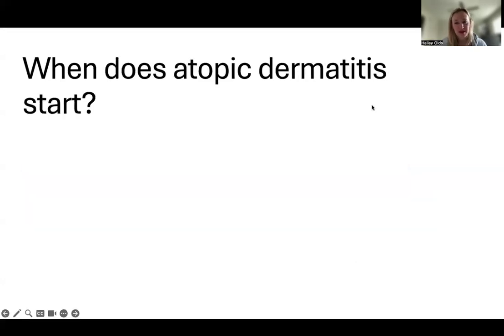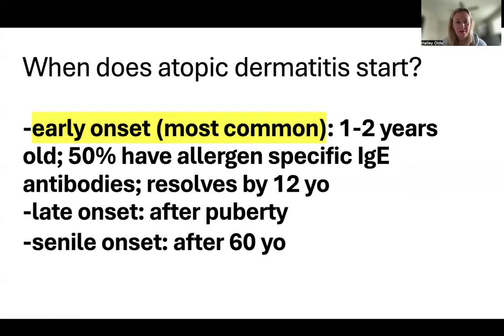When does atopic dermatitis typically start? So there's three different age groups when it can happen. Most common is 1 to 2 years old, and this tends to be more the allergic type. This tends to resolve by 12 years old. And then there's the late onset, which happens after puberty, and then senile onset, which happens after 60 years old.